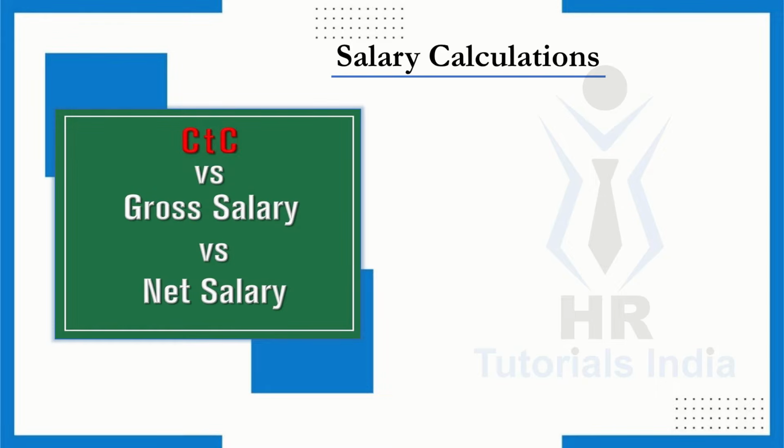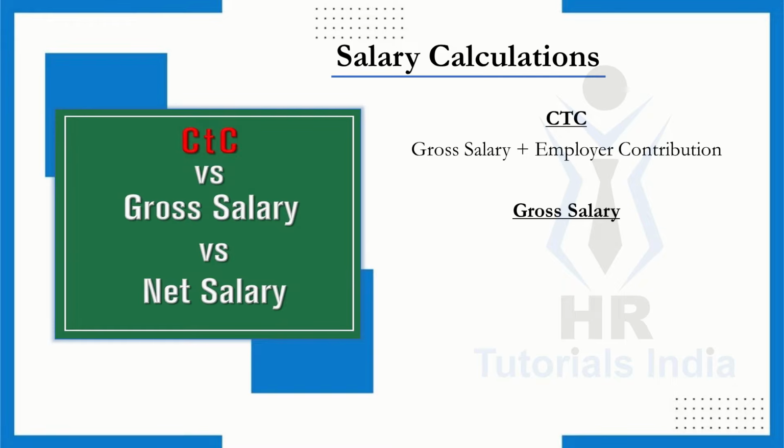In salary calculations, we have three major components, that is CTC, which is called cost to company, then gross salary, then net salary. Let us know in simple words what is CTC, gross salary and net salary. CTC. The formula of CTC is gross salary plus employer contribution. CTC consists of gross salary plus employer contributions like PF, ESI, gratuity, etc.